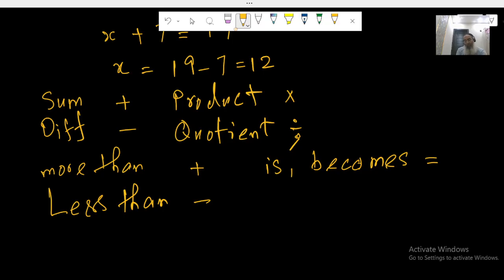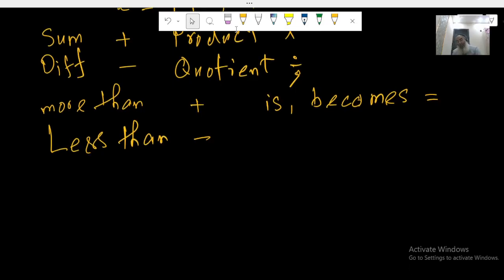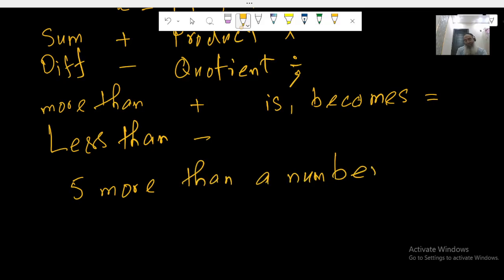So here is an example, and test your skill now. Can you convert a word problem into a mathematical statement or not? Look, 5 more than a number is 17. So what does it mean?